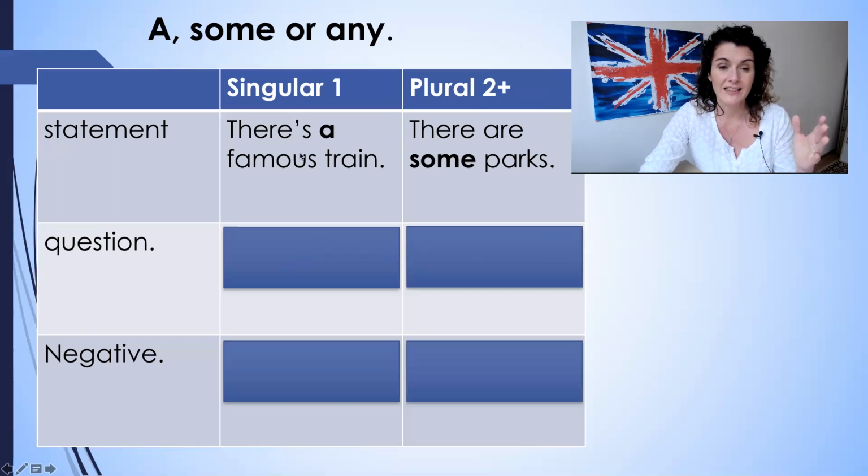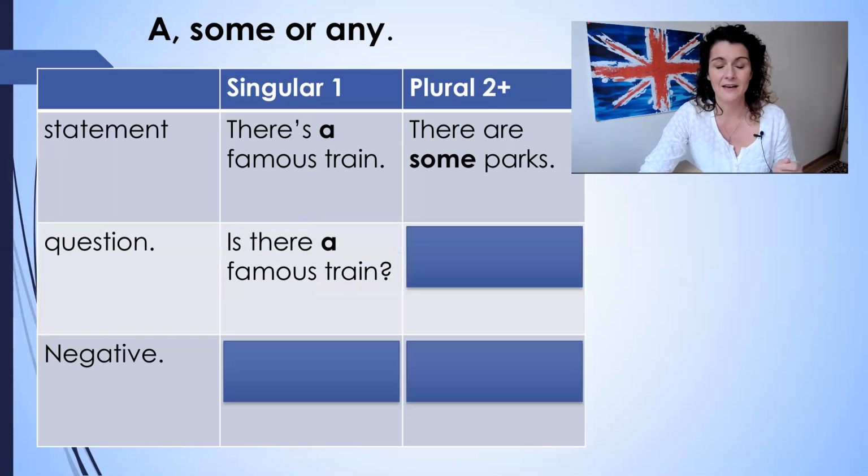Let's have a look at these sentences put into their question form. So this one, there's a famous train. How can I ask that as a question? Is there a famous train? Again, I'm using the singular form of the verb to be, and I'm using a.